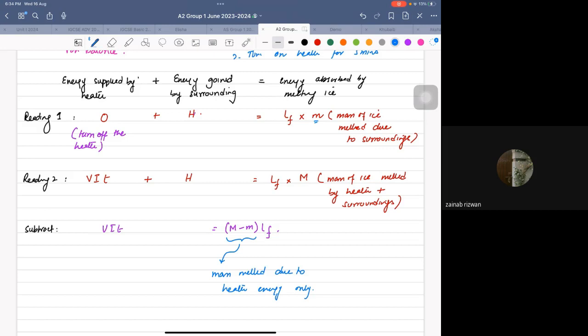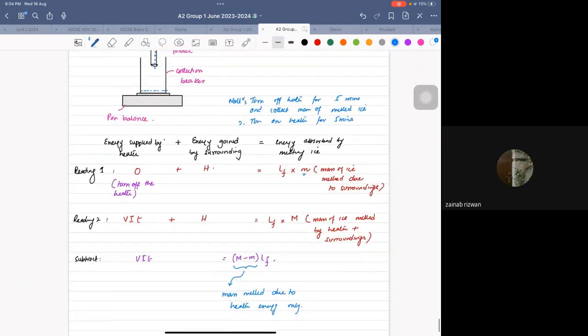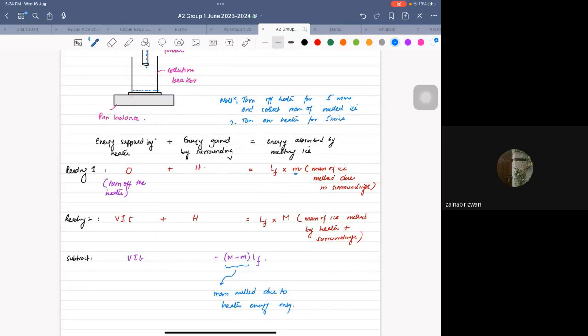Yes, sir. So this is the sort of method that we are using to cancel out the effect of the surroundings. So we get the very pure and exact value of latent heat of fusion here. So you can basically write this down, and then we're going to see what type of questions they give us in this.